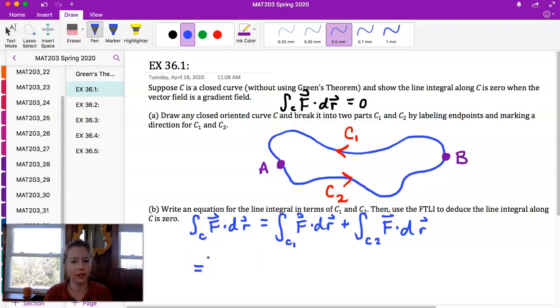So we're going to say that this is a gradient field, so there exists some potential function f. So the potential function evaluated at point B minus the potential function evaluated at A. Okay, so f(B) minus f(A) gives us this first line integral using the fundamental theorem of line integrals.